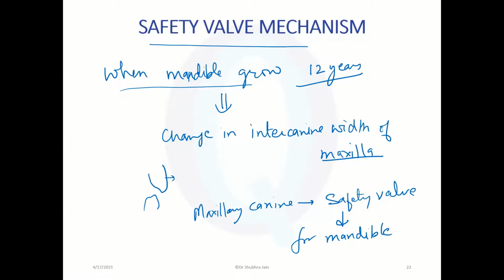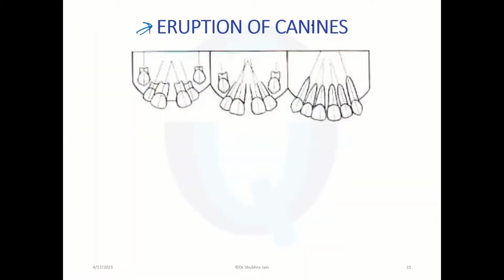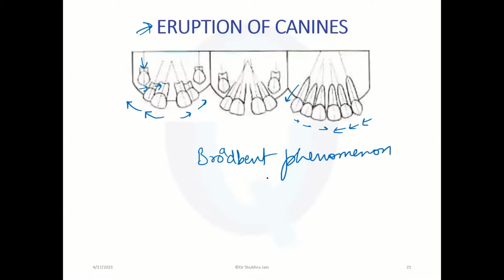Somebody has asked me to repeat the Broadbent phenomenon. It occurs during the eruption of the canines. The forming canine pushes the root of the lateral incisor, which in turn pushes the root of the central incisor, because of which the crowns tip distally. This occurs during eruption. Once the canine has erupted, all the force is gone and they turn back to the normal direction. This phenomenon is called the Broadbent phenomenon, also called the ugly duckling stage.